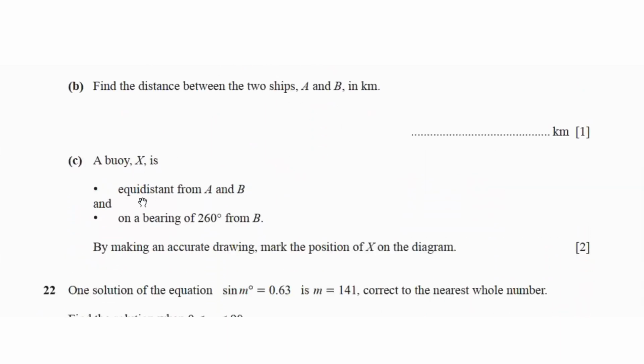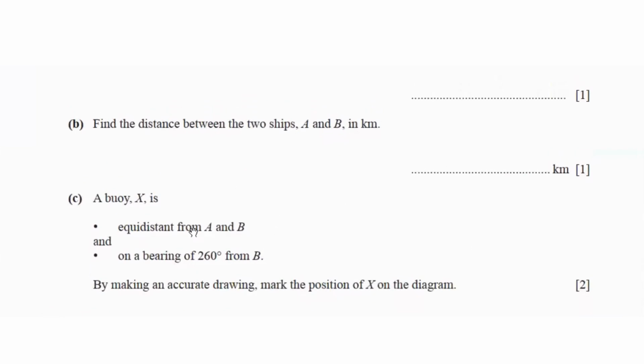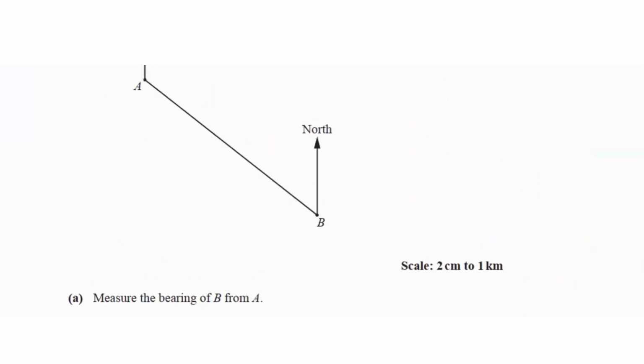Then a buoy X is equidistant from A and B, and on a bearing of 260 degrees from B. By making an accurate drawing, mark the position of X on the diagram. So since it's equidistant from A and B, and on a bearing of 260 degrees from B, firstly, I'm going to show you roughly because I can't draw it accurately like this, but your 260 is going to be somewhere over here, approximately, because a 260 bearing is going to come like this. This is your 260 angle.